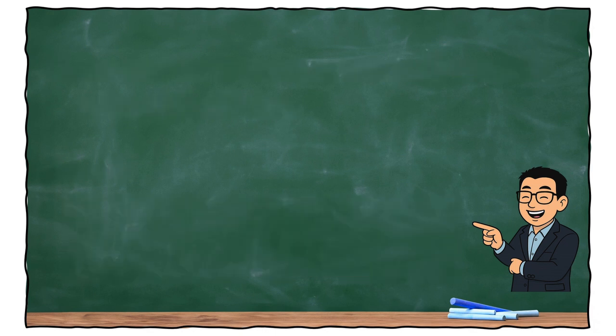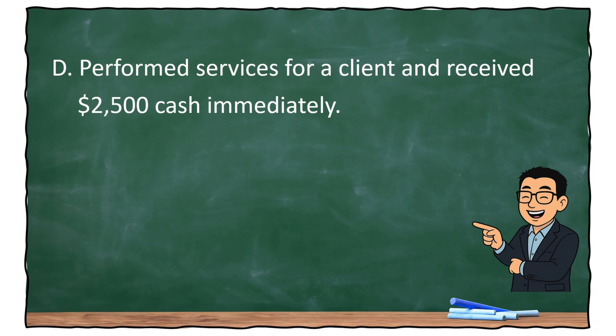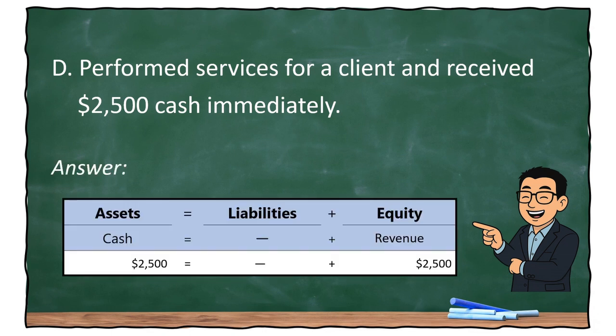Let's look at transaction D. The company performed services for a client and received $2,500 cash immediately. This transaction increases cash, which is an asset, and also increases revenue, which is part of equity. So, both assets and equity increase by $2,500 and the equation stays balanced.